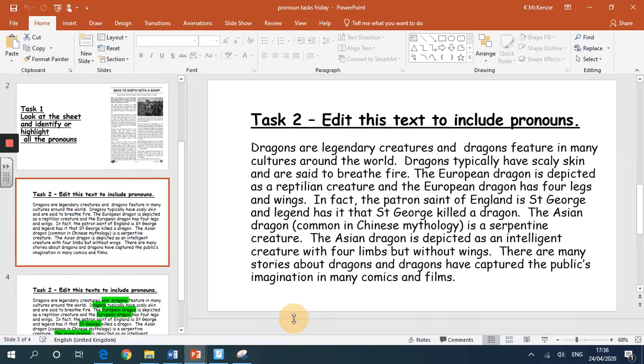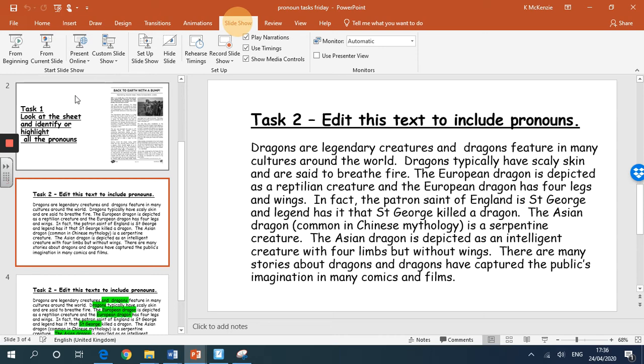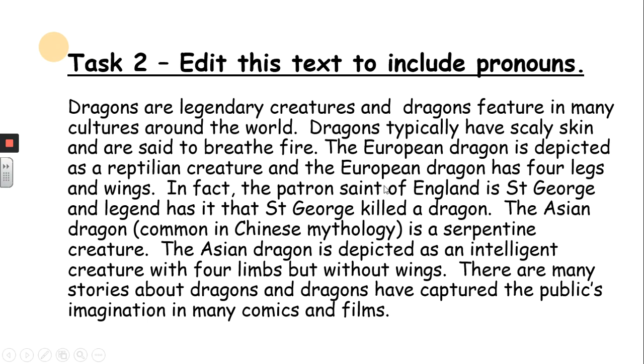Ooh. Here we are. Let's see if I can get this slideshow working. My mouse is working. It can be a bit dodgy, my mouse. There we go. So, hopefully you have this.